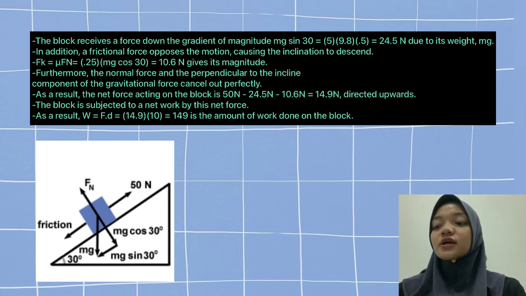So, the block is subjected to a net work by this net force. As a result, the answer is 149 joule, which is the amount of work done on the block.